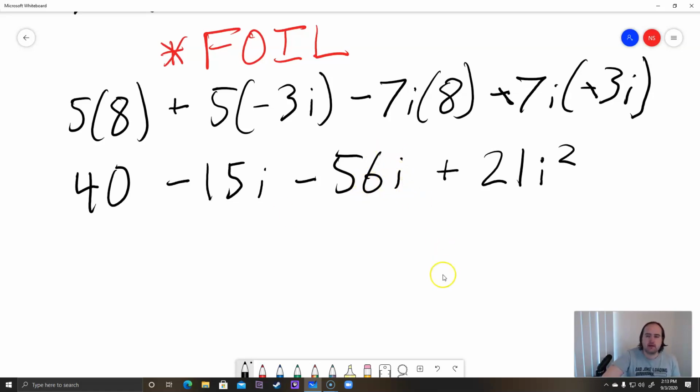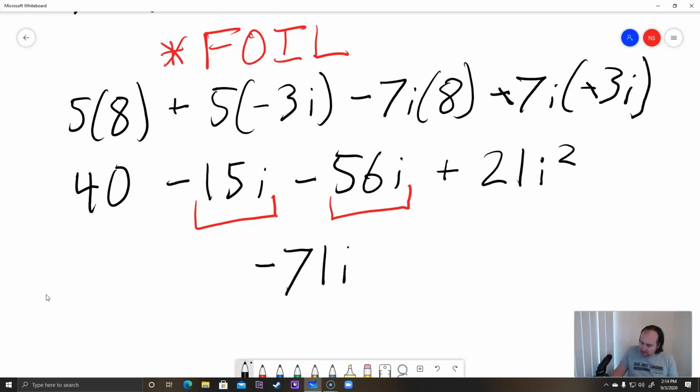Okay, and then we still have to simplify this a little bit more. So for the middle 2 terms, we can combine them because they're like terms. So negative 15i and negative 56i, we can combine those. And because they're the same sign, we're going to keep the sign and add. So that's going to give us negative 71i. Okay, so for the middle 2 terms, we're going to get negative 71i.